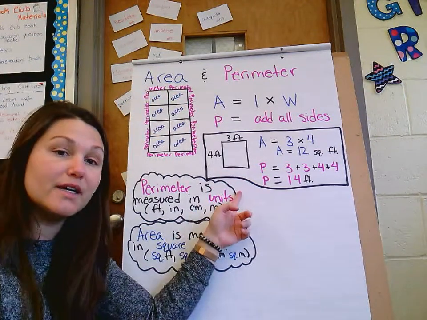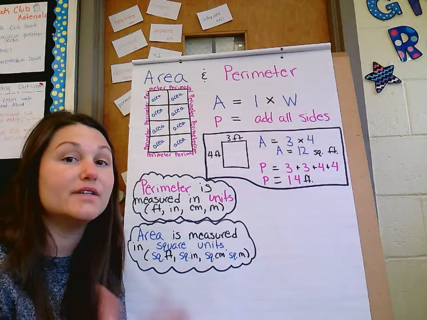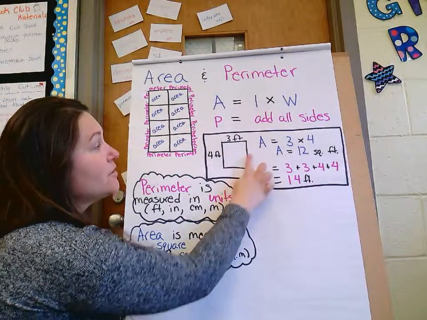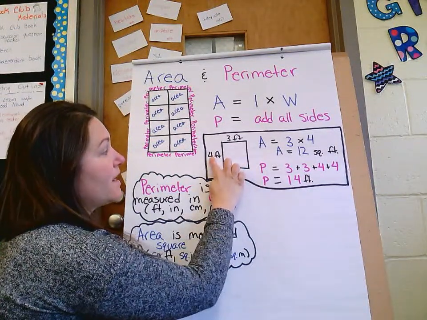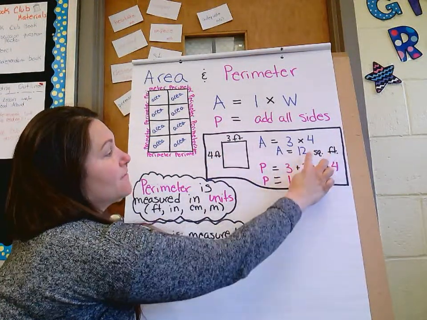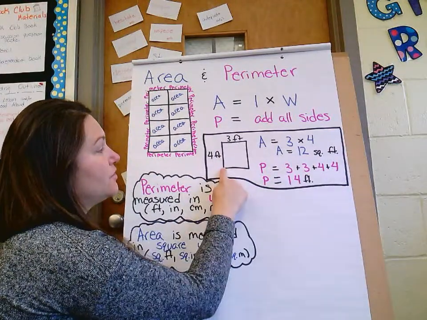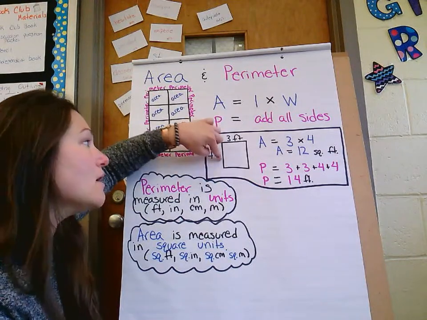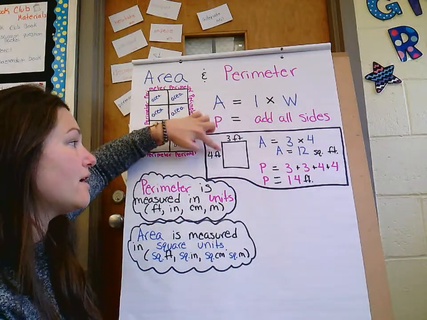So here's a quick example of finding area and perimeter of the same figure. The area is the inside. So to find the area, I just multiply my side lengths. 3 times 4 equals 12. And I always want to be doing my length and my width. I never want to multiply 2 widths together or 2 lengths. I always want one of each.